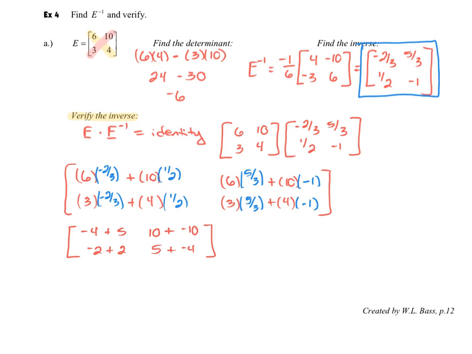So as I clean all of that up, of course my -4 and 5 is going to give me 1. My 2's right below it are going to cancel each other out. My 10's are going to cancel each other out, and my 5 and my -4 gives me my 1. So this was exactly what we were looking for in terms of our verification of our inverse. So that's all we've got. And then on the next page, we are going to actually work through and see how we can use that inverse to actually solve a system of two variables.